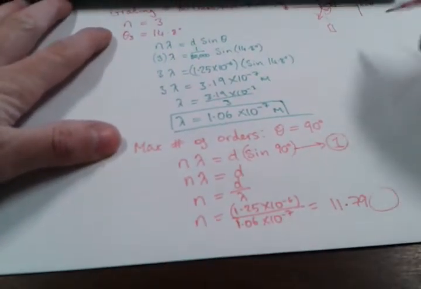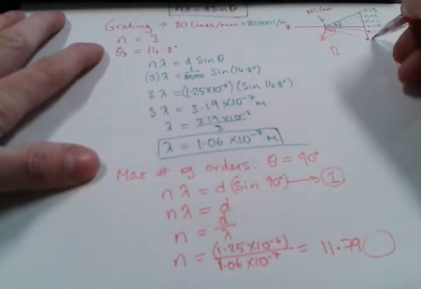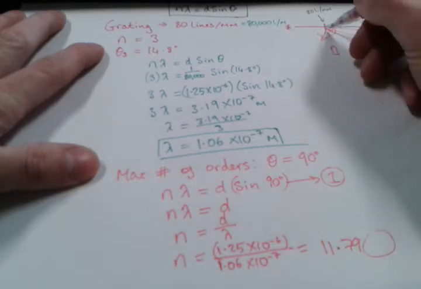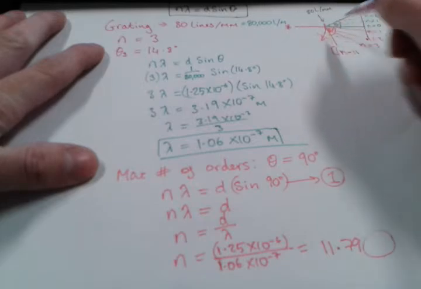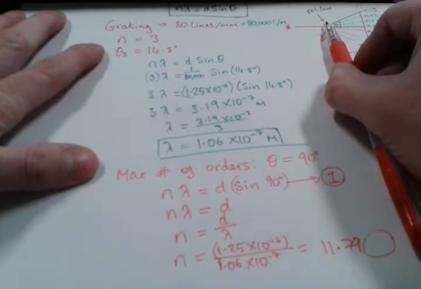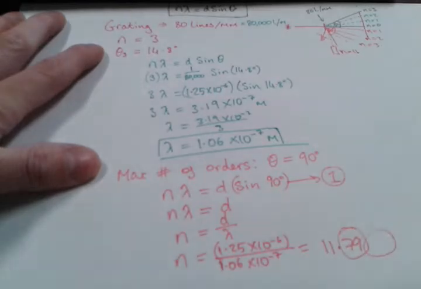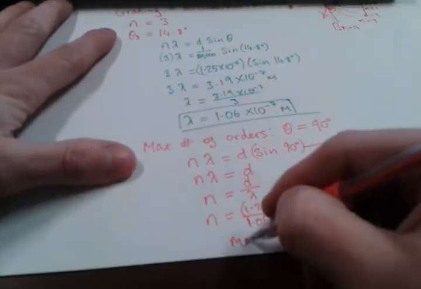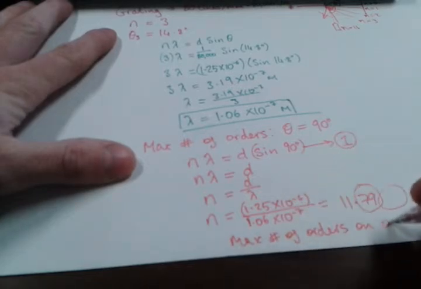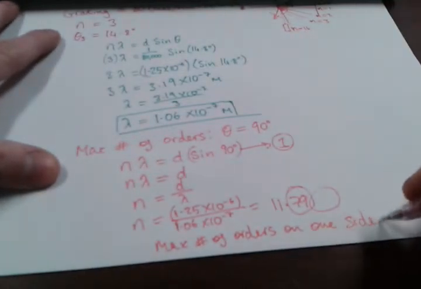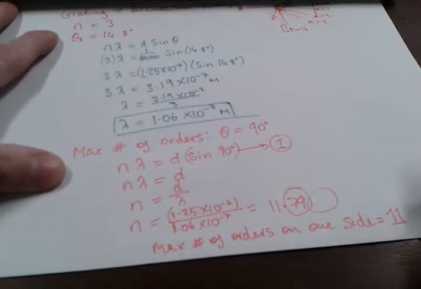What does that mean? It means that if I was to go along here, I would get an n equals 1. I would get an n equals 2. I'd get an n equals 3 like this. And we keep going out until eventually we get to here and we'd see an n equals 11. And then by the time we got to 90 degrees, we wouldn't see an n equals 12. So the maximum number, you can't get 0.79 of an order. So the max number of orders on one side is 11. Right? Is 11.